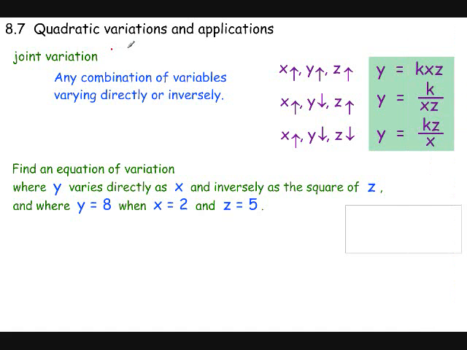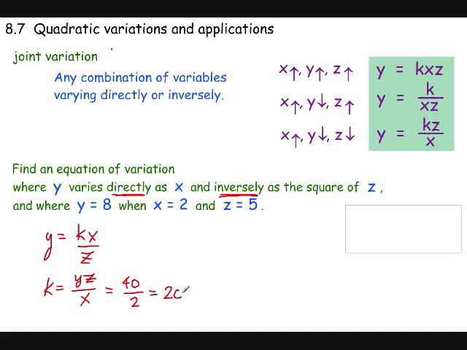Another joint variation. Find an equation of variation where y varies directly. Okay, it's telling us what that relationship looks like. So we've got y equals always k in the numerator, true. And direct means that's also in the numerator here. Z, however, is here. So when I go to figure out what k is, I'm going to have y in the numerator, z in the numerator, and x in the denominator. So my k is equal to y times z, 8 times 5, 40. My x is equal to 2, so k is 20.